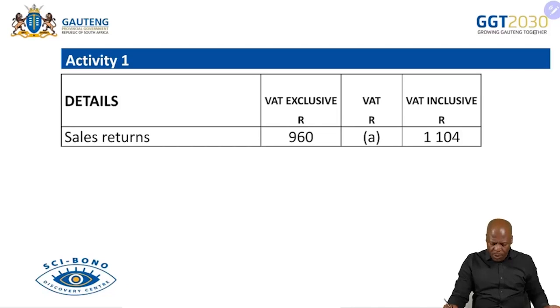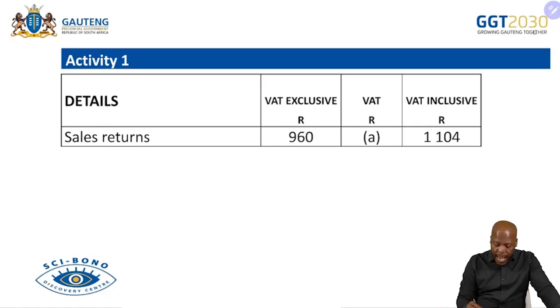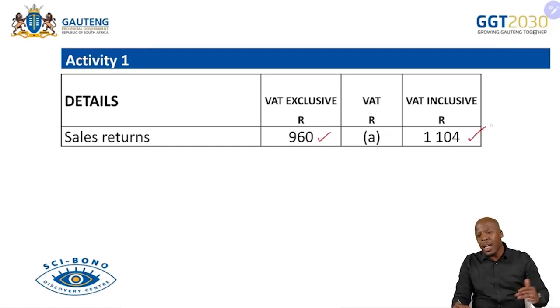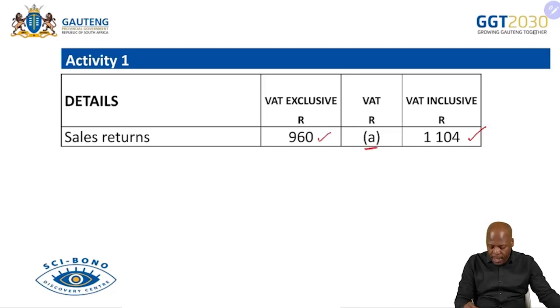But let's now start with A. A is very simple because we have VAT exclusive, which is 960 rands, and we have VAT inclusive, which is 1,104. So we have two amounts, an inclusive and an exclusive amount. And what they want us to calculate is my VAT.